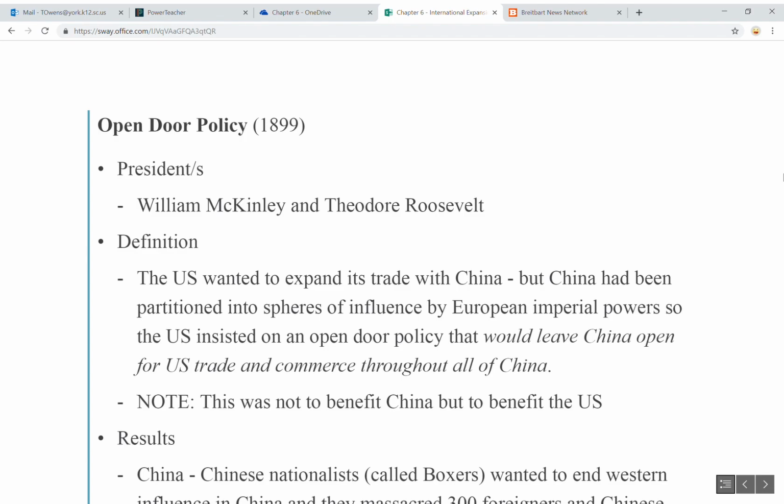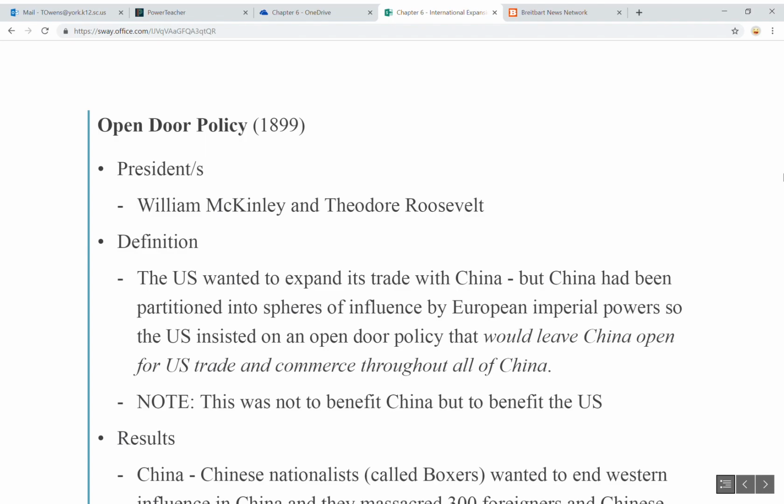So we want to trade with China. The problem is that over the years, China has weakened to the point where European nations particularly have been able to come in and carve out areas of influence, and those are called spheres of influence. And they would control one geographic area, and it could be a small area or a large area depending on who it was. And within that sphere of influence, nobody else traded in it. So in a British sphere, all trade would have been done with Britain only.